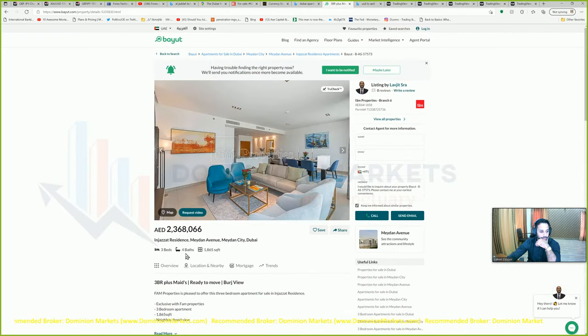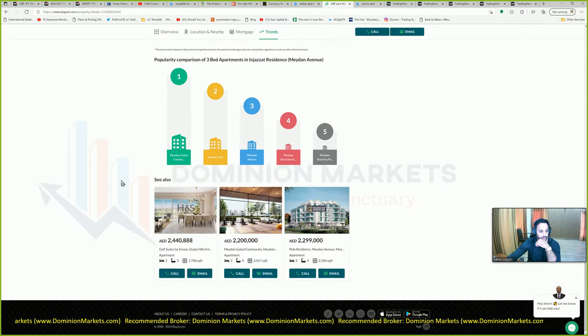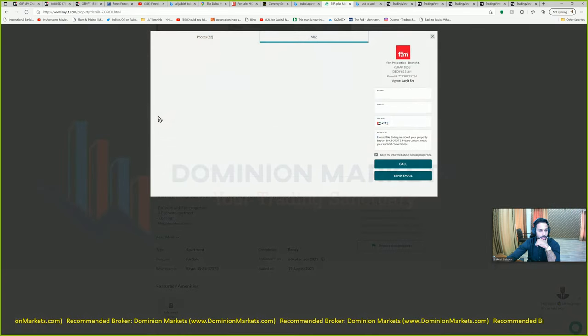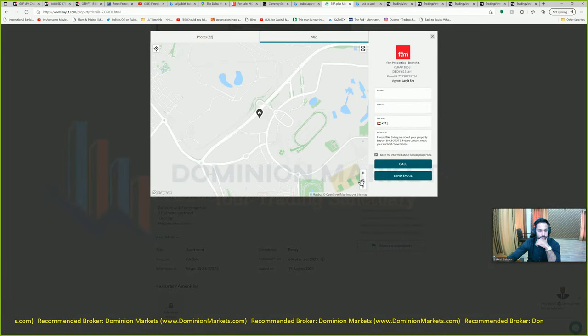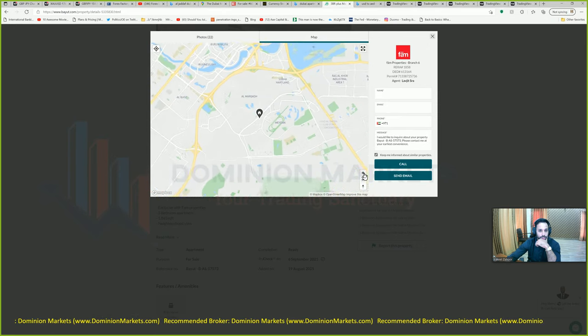Not bad. 4 bathrooms, 3 bedrooms. This is actually not that bad. Where is it located? This is located Maiden Street. Oh, this is actually not that bad at all.